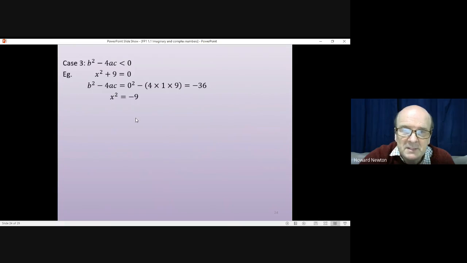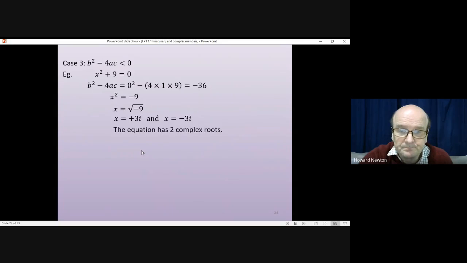X squared equals minus 9, and from the first lesson, we now know that the square root of minus 9 does have a solution. It's just that the solution isn't a real number, it's an imaginary number. So x could equal 3i, or it could equal minus 3i. But there are 2 solutions, distinct, they're different from each other, but both of them are complex. And we'd say that the equation has got 2 complex roots.